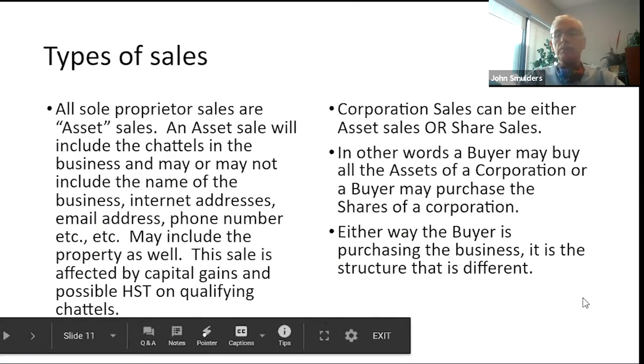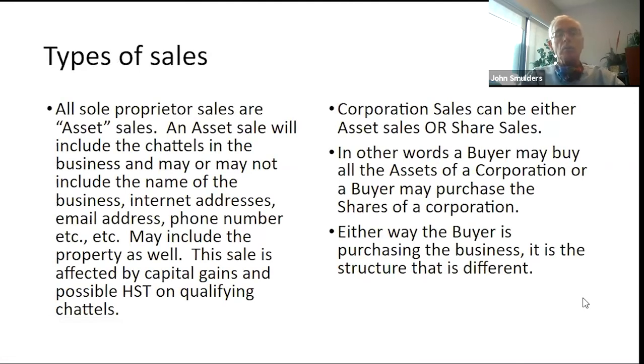Types of sales. All sole proprietor sales are asset sales. An asset sale will include the chattels in the business and may or may not include the name of the business, internet address, et cetera. It may include property as well. This sale is affected by capital gains and possible HST on qualifying chattels. We're going to talk about capital gains and HST in just a minute.